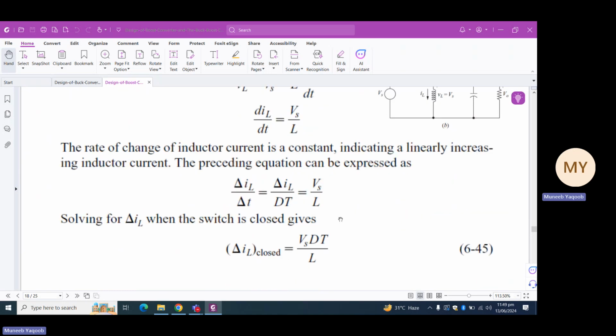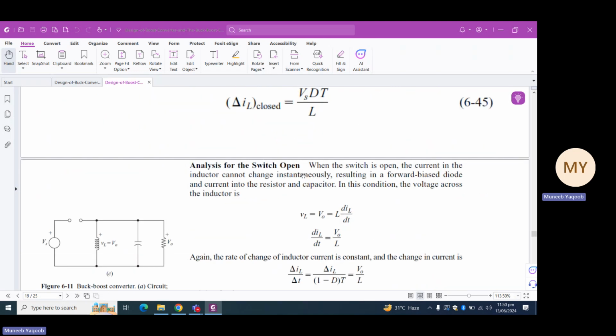So this is the expression for delta IL closed for the buck boost converter, and you already know that after proving the expression of delta IL closed, we take the switch as open and then we calculate the value of delta IL open.